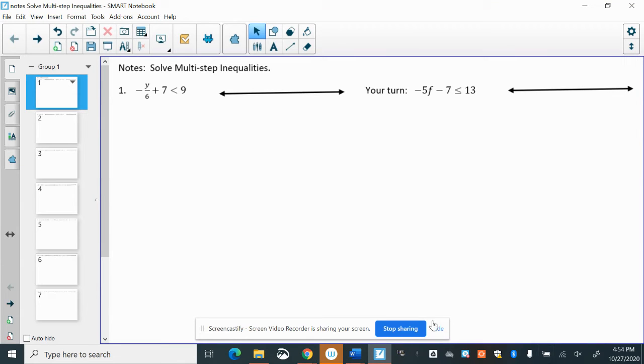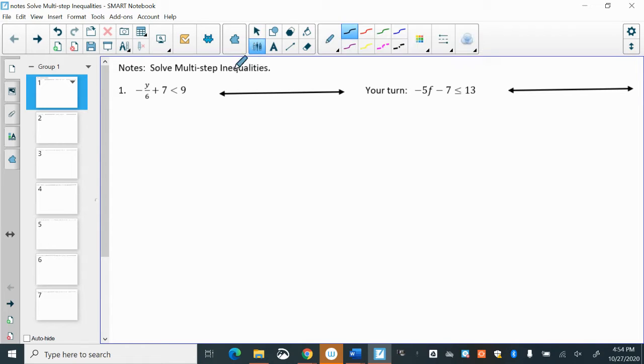All right, guys, so today we're going to start solving multi-step inequalities, very similar to solving multi-step equations. The only thing you need to remember is if you have to divide or multiply by a negative to solve your problem, you're going to need to flip over that inequality. All right, so let's get going on this guy here.